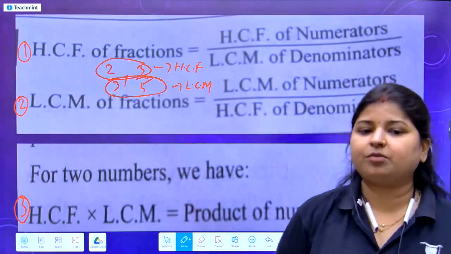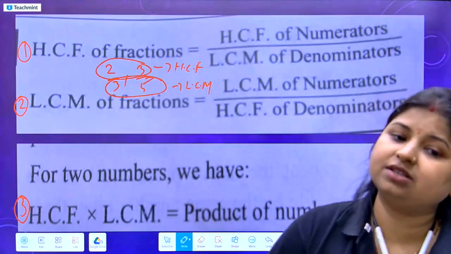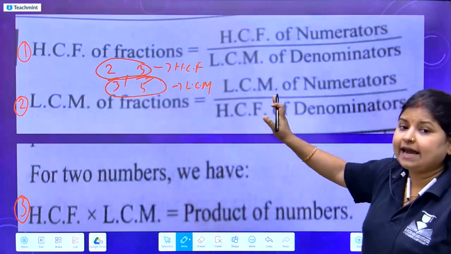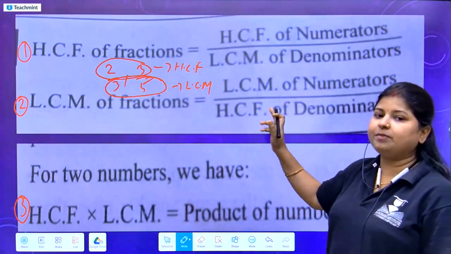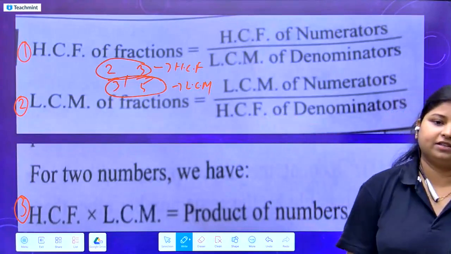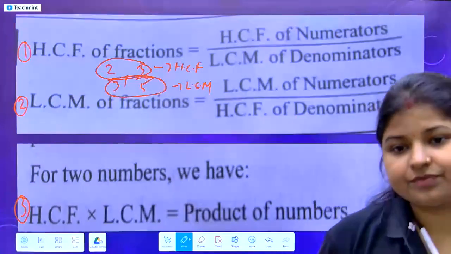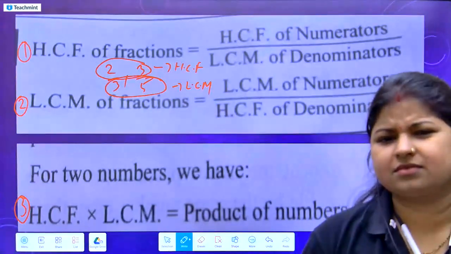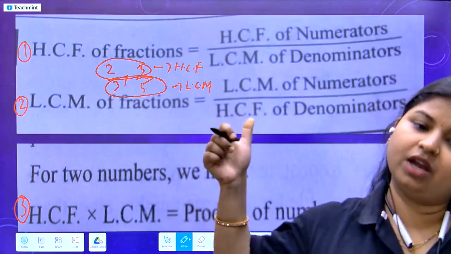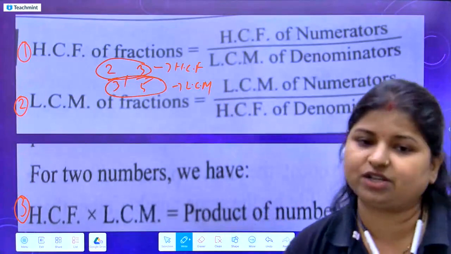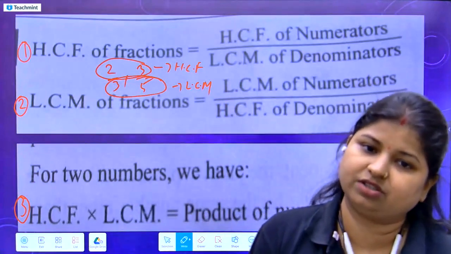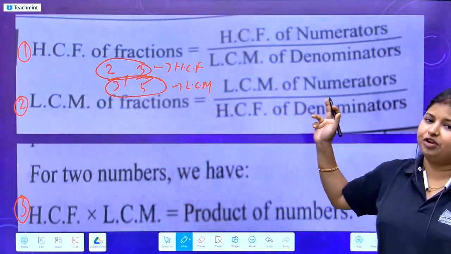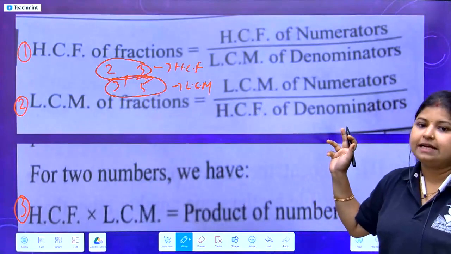For the second formula, that is LCM of fractions: if LCM of fractions is being asked, the formula is LCM of numerators upon HCF of denominators. Yes, Prisha? Ma'am, can you write an example? When I do the questions after explaining this, you will get to know it, Prisha. We will practice the questions. LCM of fractions means LCM of numerators divided by HCF of denominators.